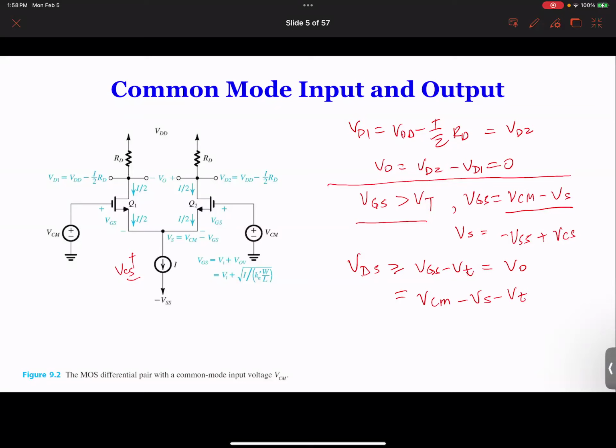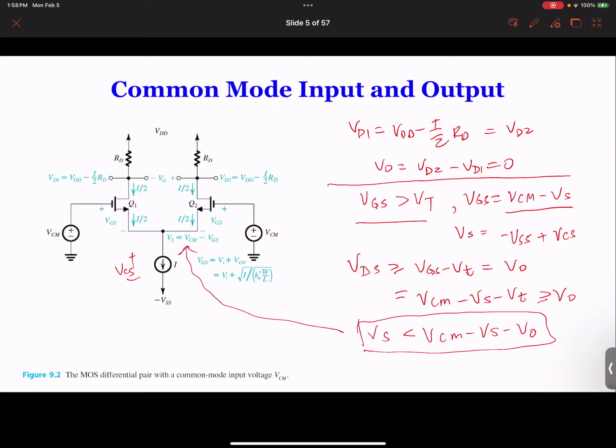so this has to be larger than VO. So we can get VS has to be less than VCM minus VO. Right? So VGS is VCM minus VS. So that's correct. So we got this equation over here, which if you look at this equation here is almost the same, but simply they replace VGS with VS minus VO here to get this equation.